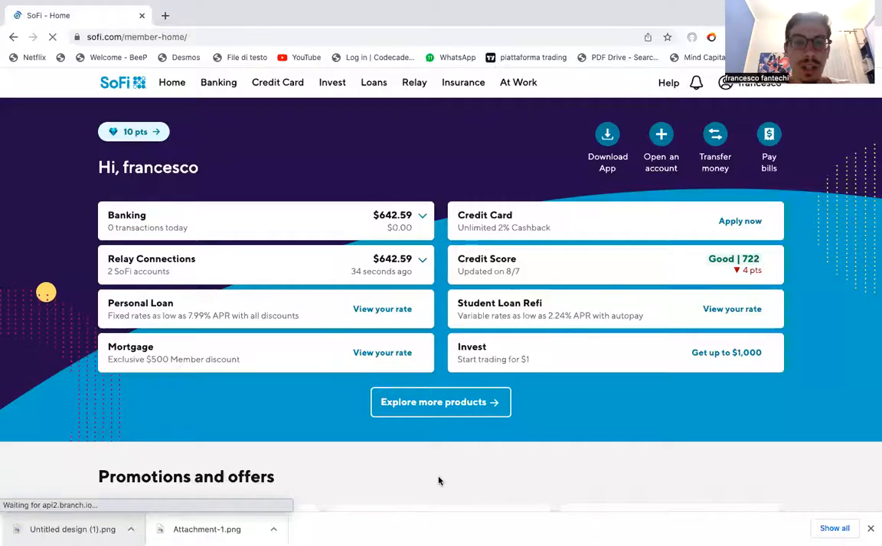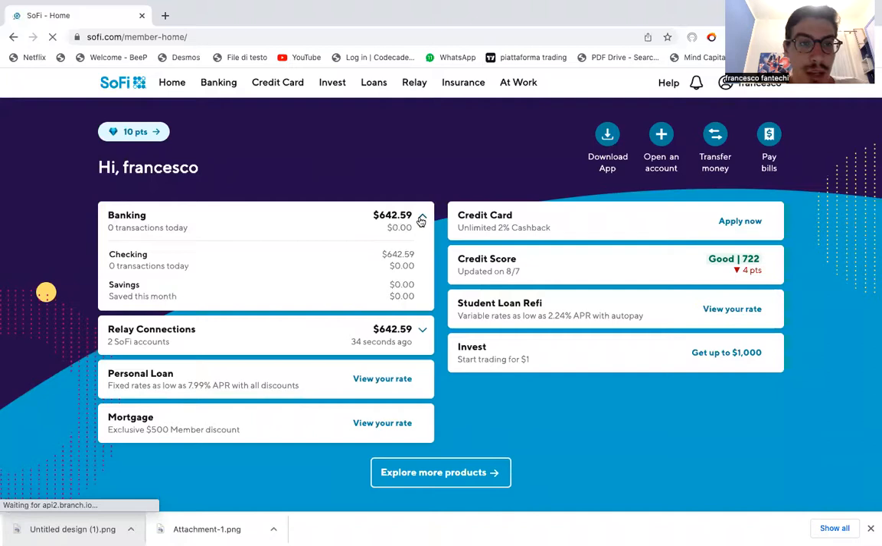But let's not dive much deeper into this, and let's get started with the platform, how it works, and generally speaking, what kind of instruments there are. So this is my Sofi Technologies. As you can see, there are different things here. There is a banking section with all the transactions. So here you can have a checking and a savings account.